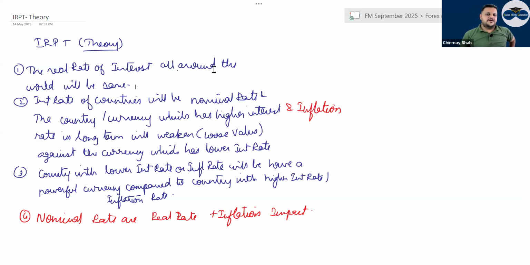Wherever the inflation rate is higher, they will have a weaker currency compared to countries with a lower inflation rate. A country with a lower interest rate or inflation rate will have a powerful currency, no problem. Nominal rate is nothing but real rate plus the inflation impact.